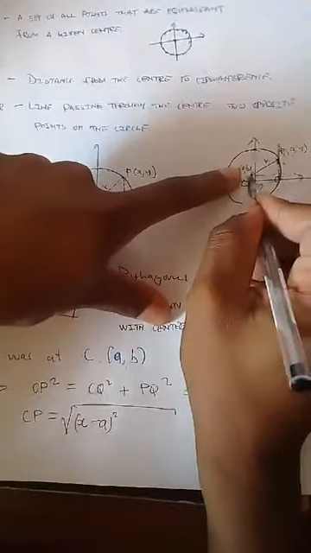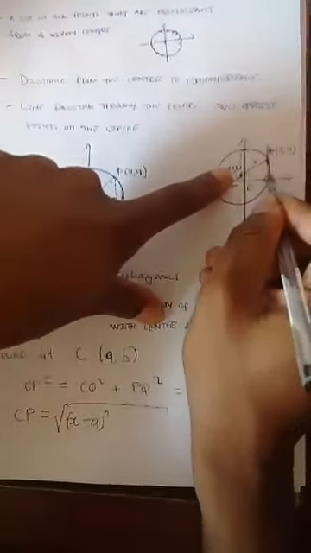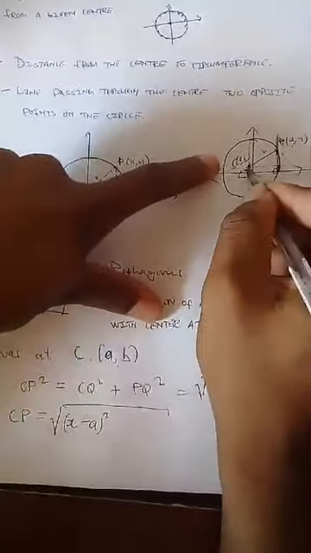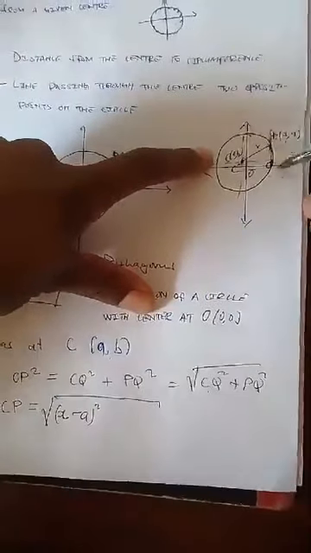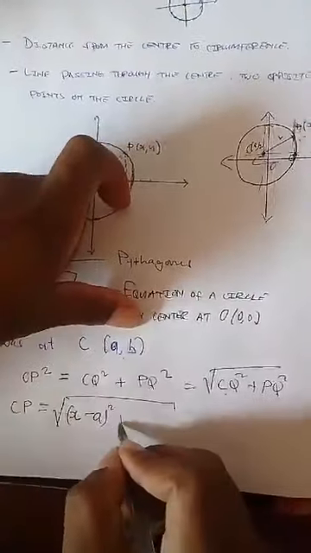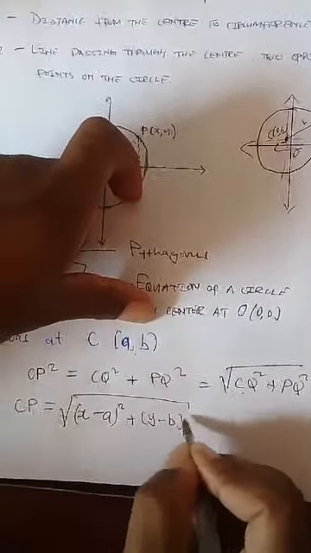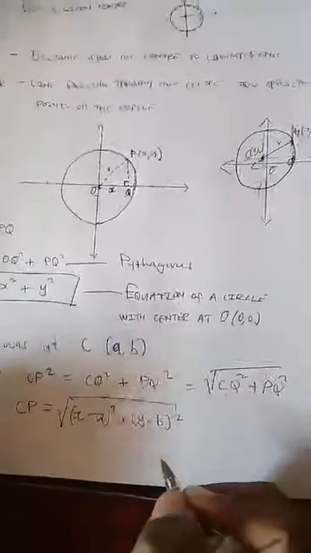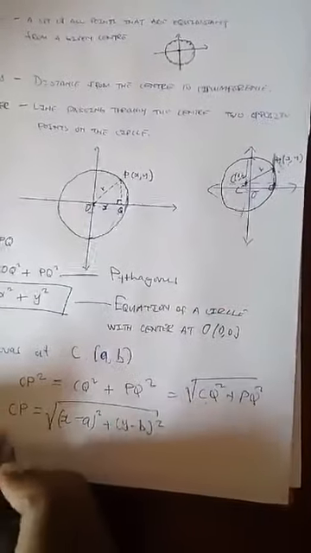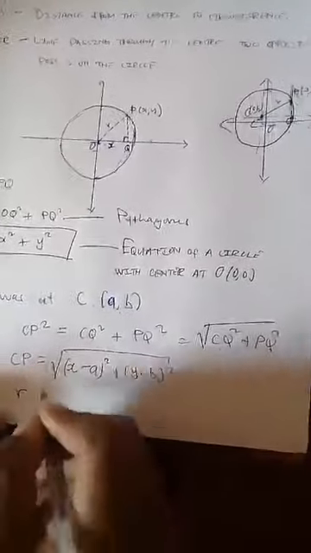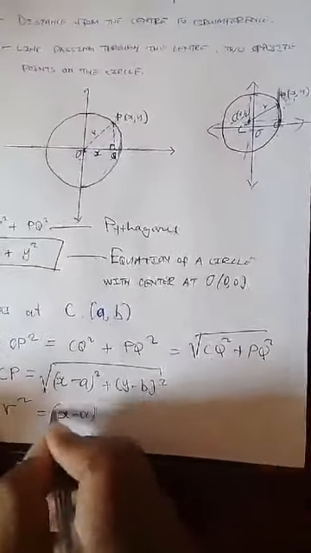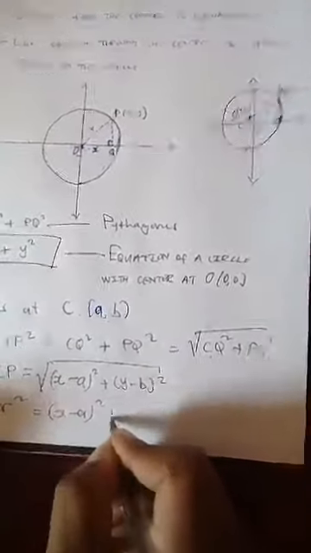Because we want the distance between C and Q. But C is no longer 0, it's A. So we have to say the X value at Q minus the X value at C for us to get that distance. And the same goes for the Y values. So for the Y values, it will be Y minus B all squared. And we know that CP is R. So R, or if you like, R squared is X minus A squared plus Y minus B squared.